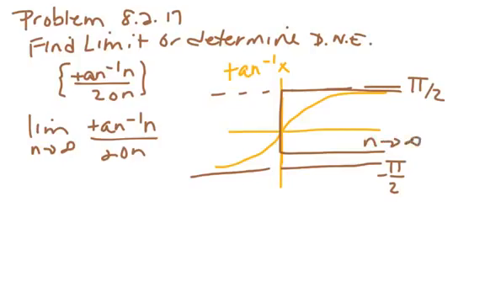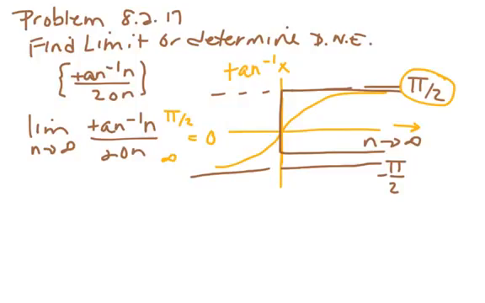So let's examine the limit now. Knowing this graph, tangent inverse of n, as n gets larger and larger and larger, this is going to get closer and closer to that asymptote. So the numerator goes to pi over 2. The denominator, as you get bigger and bigger, continues to grow. So pi over 2, a constant over a really large number, the limit is going to be 0. So that is the answer to this problem. The limit is 0. But I wanted to go a little bit further with this one.